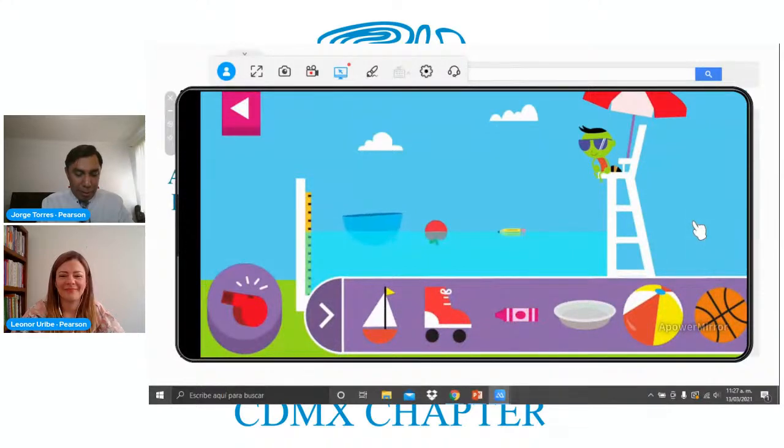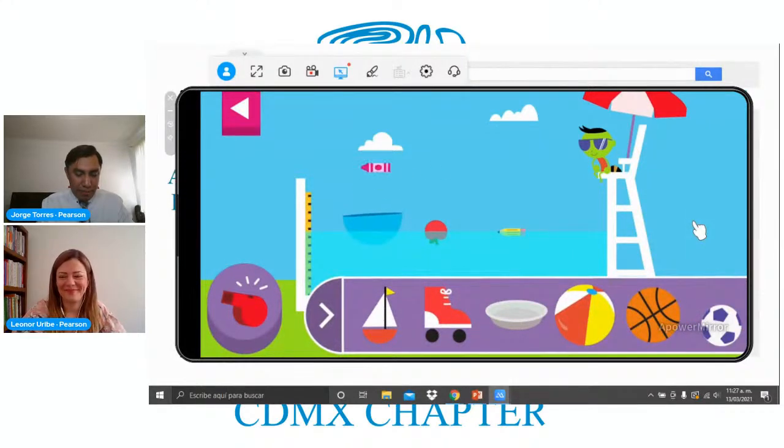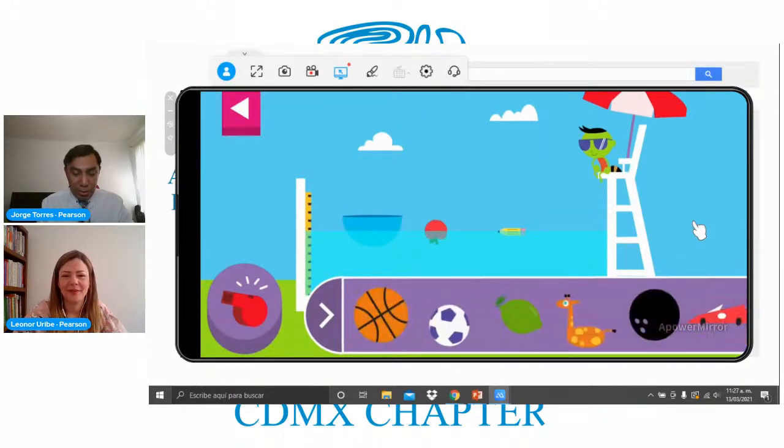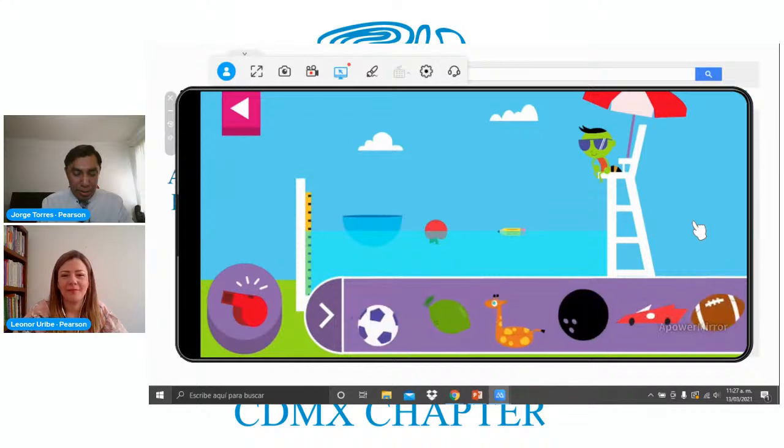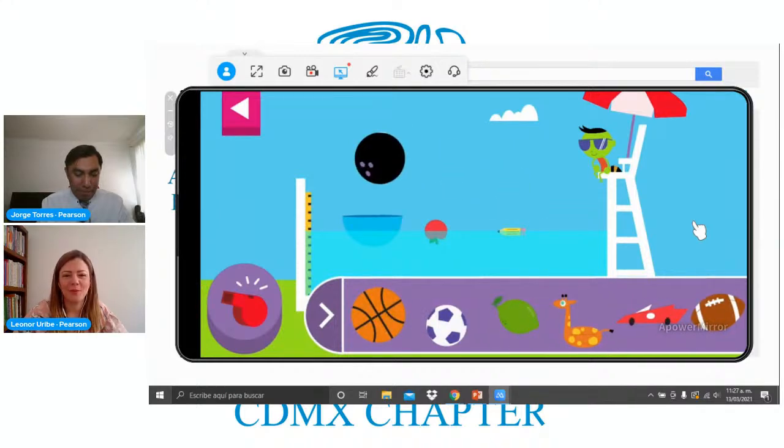It's still floating. I'm gonna put the crayon. Can you make a floating object sink? So can we make a floating object sink? And now let's choose this one, the bowling ball. Blow the red whistle to clear the pool.